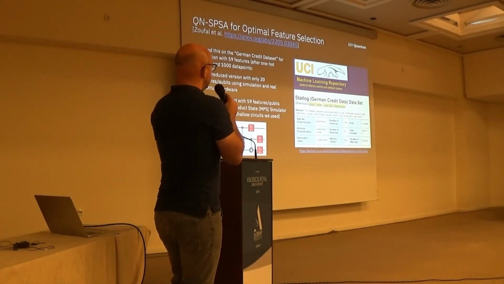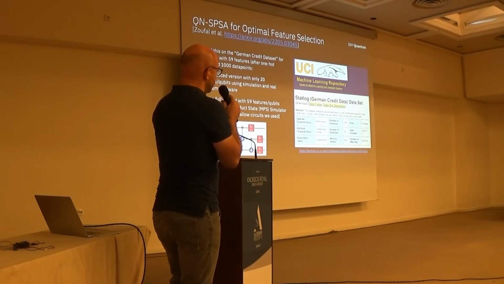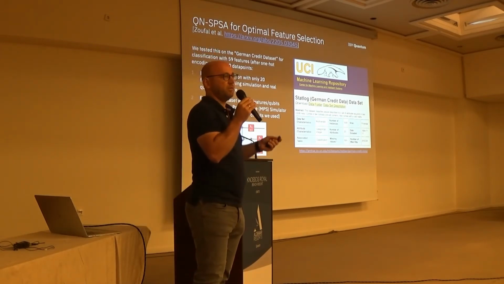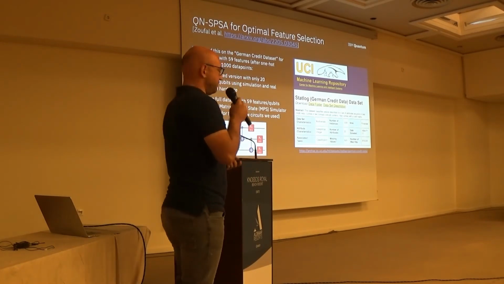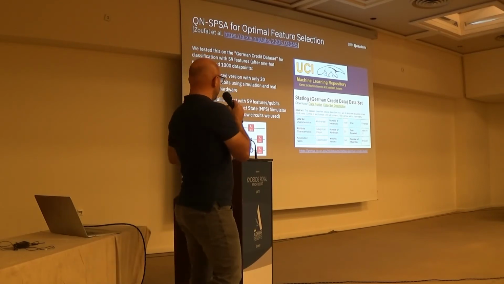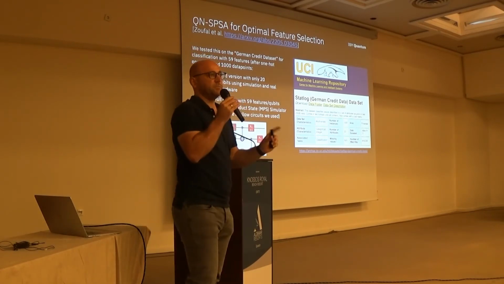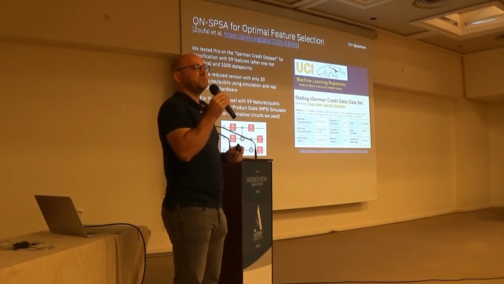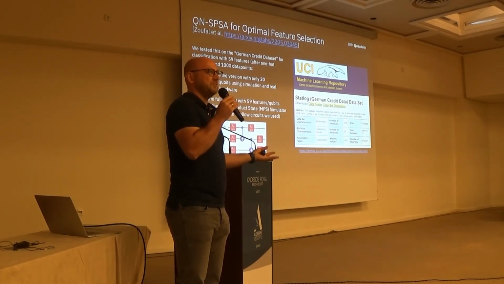We tested this on the so-called German credit data set. This was a collaboration with PayPal, and they were interested in credit risk analysis. So that's why we picked that. It's a data set which has 1,000 data points, 20 features, 59 features after one-hot encoding, and then it's a classification problem. So essentially you have some anonymized people and you want to know whether they are trustworthy to give a credit or not.